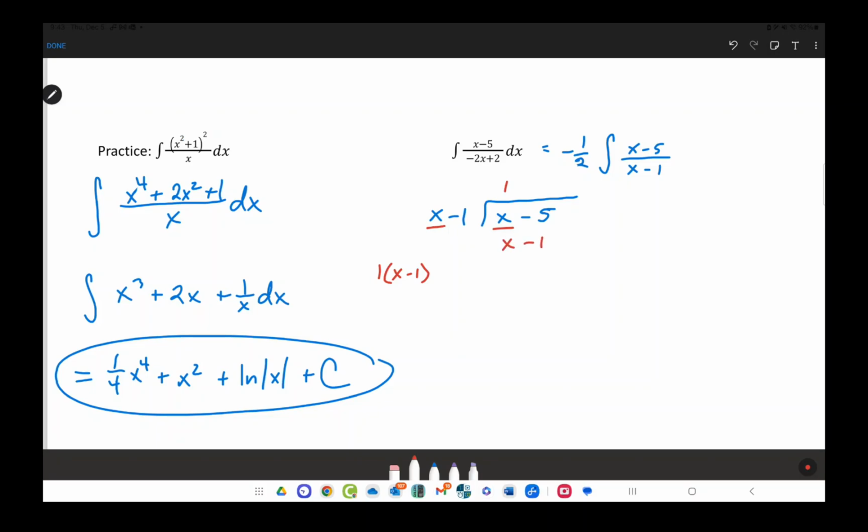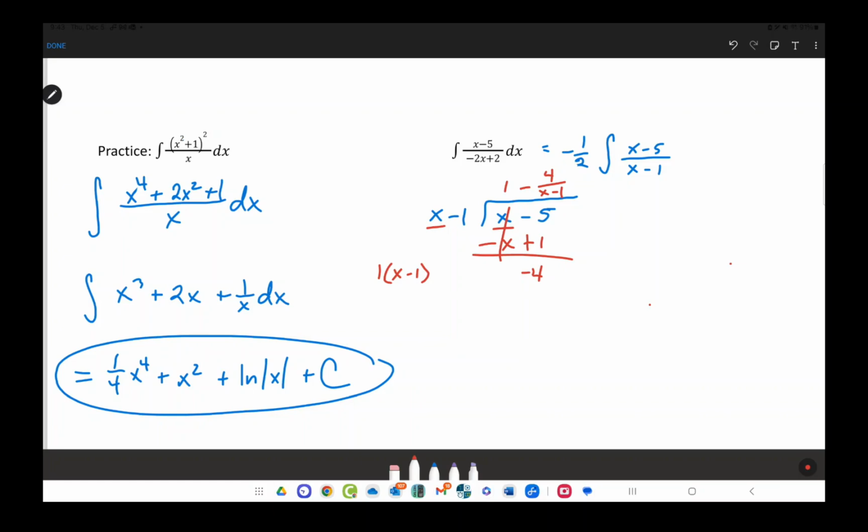x minus 1. So, when we divide, do we add or subtract? We subtract. Now, when I subtract, all my signs flip. Negative 4. So that's gone. The whole point is that the first term goes away. If it doesn't go away, you did it wrong. Bring down, we get negative 4. Now, that's my remainder. So I have 1 minus 4 over x minus 1.